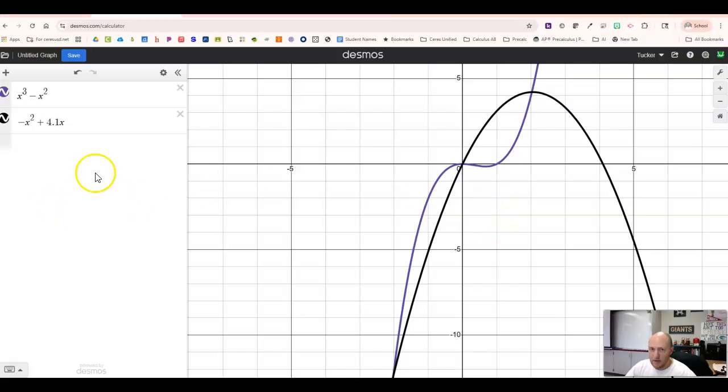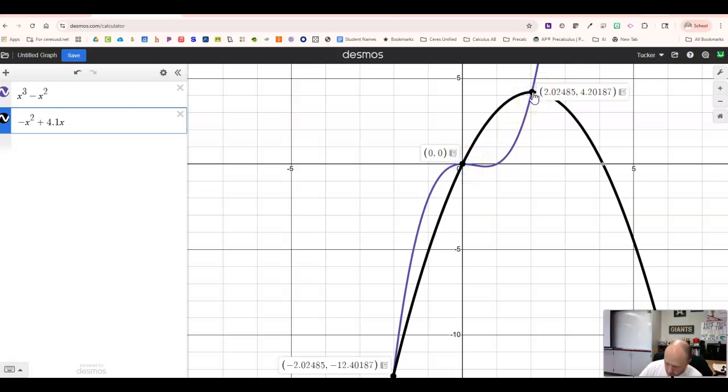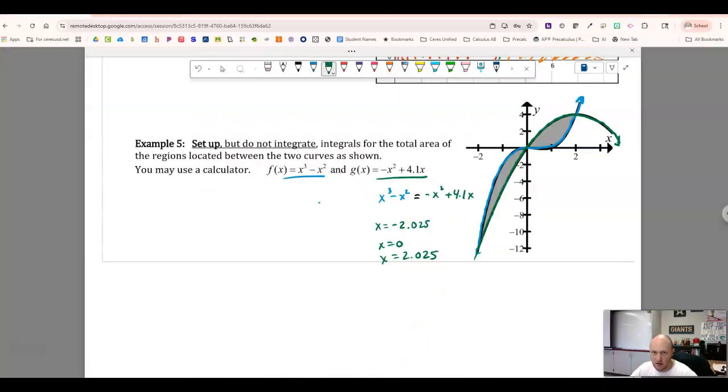Okay. So, bounds, where are they equal? Well, they're equal here at negative 2.025, x equals 0, and at x equals 2.025 again. There's our upper bound. They say set up, but do not integrate. That's another key thing they ask us to do sometimes. They say, what's the setup? And you can save yourself a lot of time.